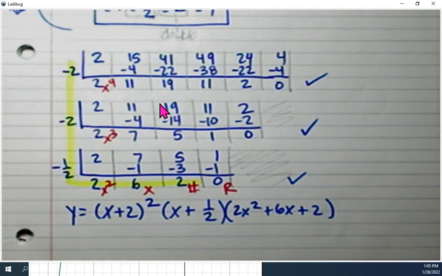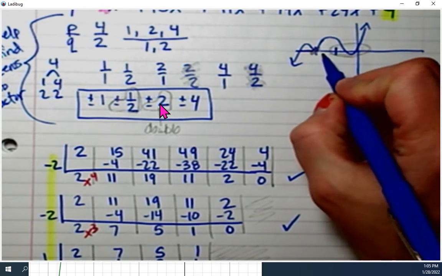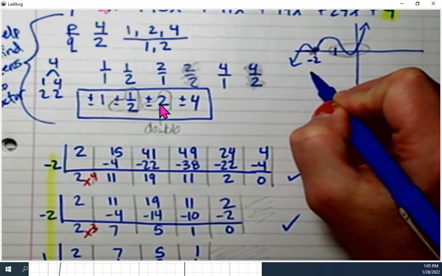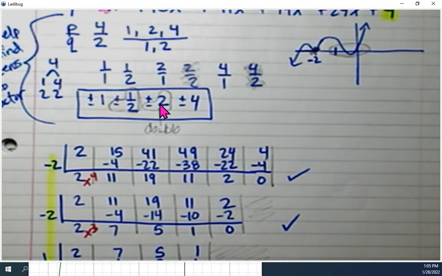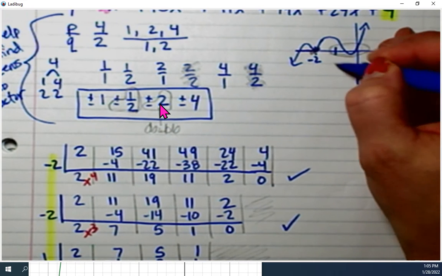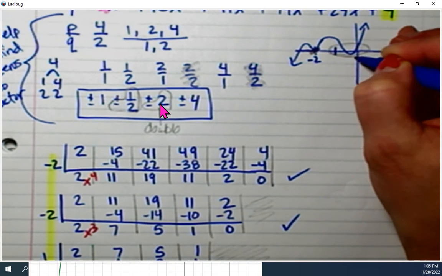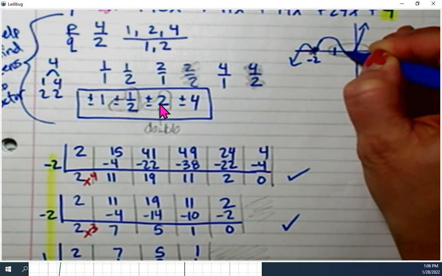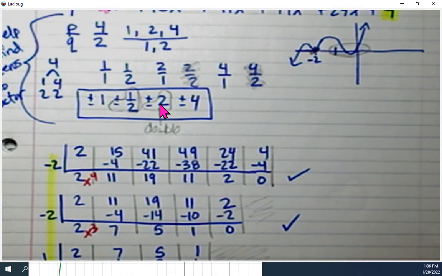So could you not use -2 for all of them? -2 is not a triple. -2 only bounces on the graph. This is -2. This is a bounce. That means it only repeats twice. Here's my other 0. They're both linear. They're both a repetition of 1.